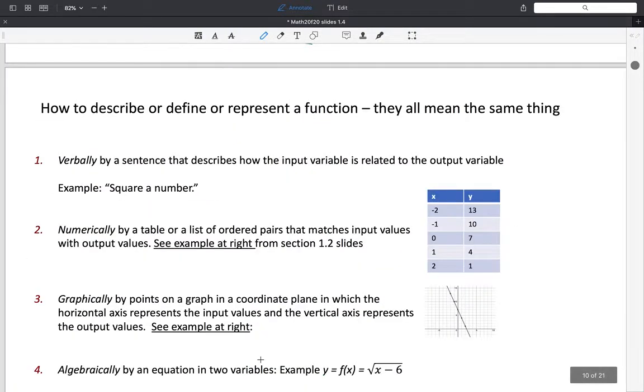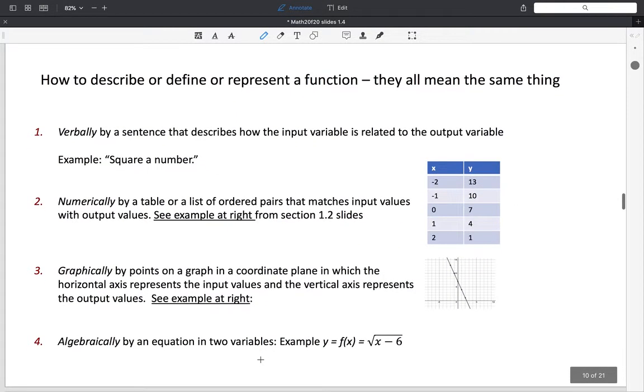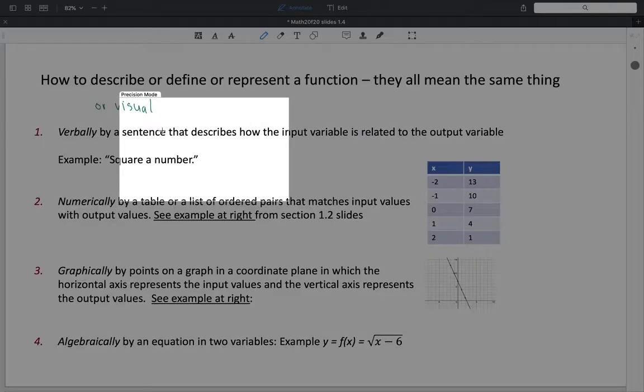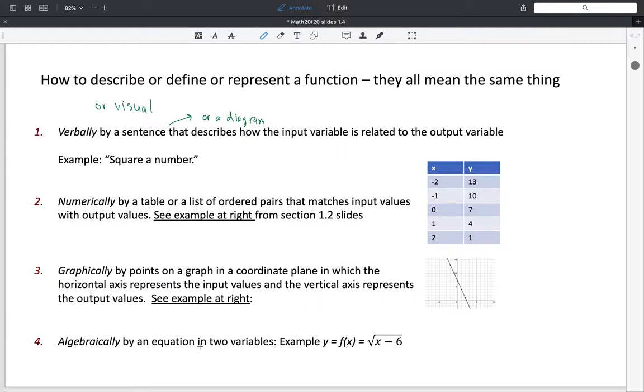Okay. So another summary is how do you describe a function? You can do it verbally. And this verbal, what I include here, this also means a picture. So visually, by a sentence or a diagram, like we saw before, where we had temperature. So that's one way to do it. So for example, the square of a number, or what was the temperature, that example.